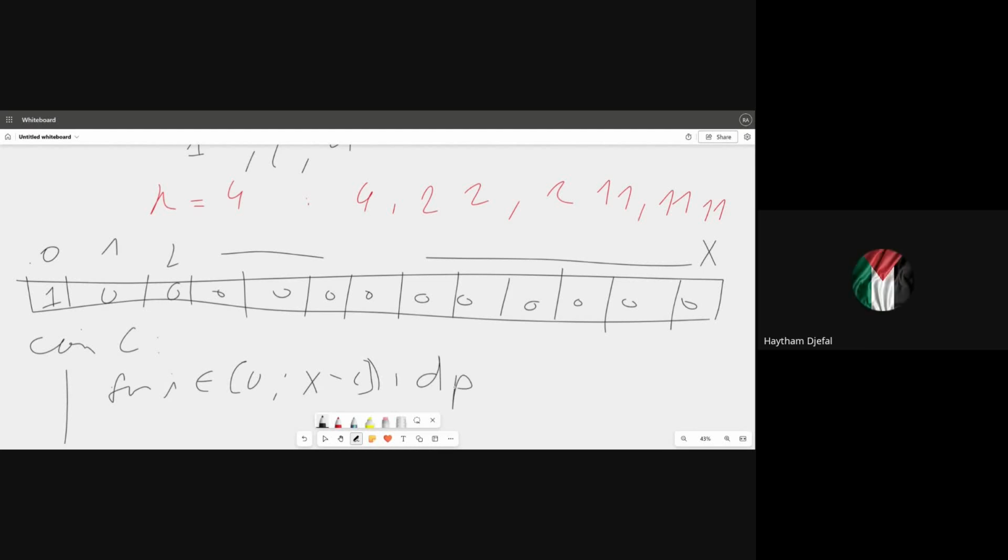Wait. Can a coin be used twice or only once? You can use it twice. Ah, then from first to last. So dp of i plus c plus-equals dp of i, right?